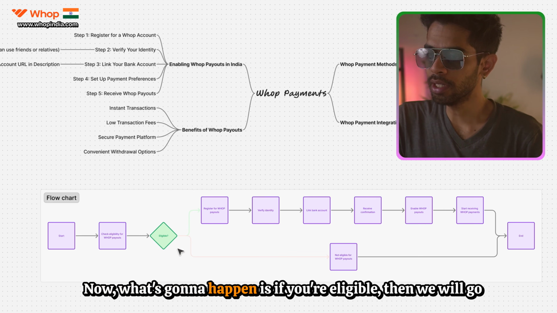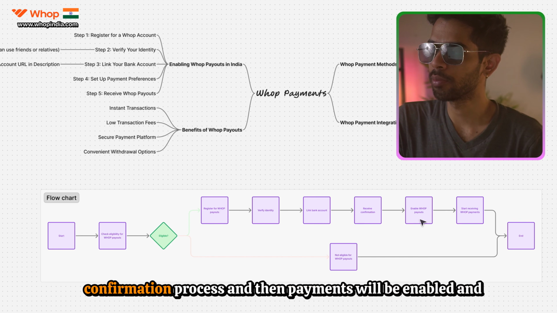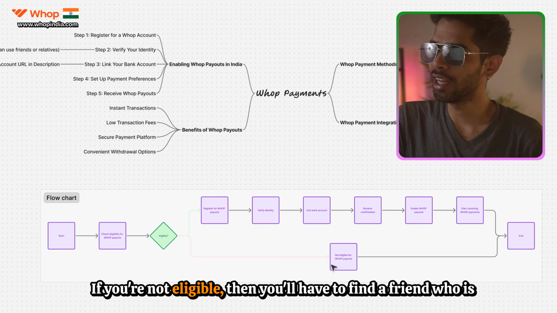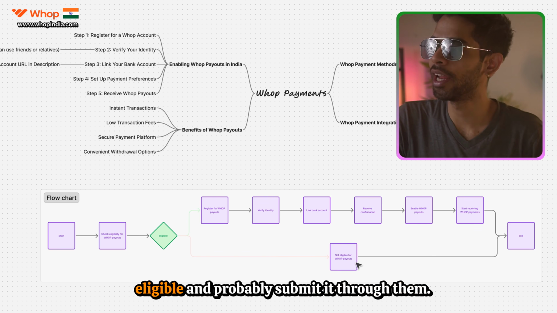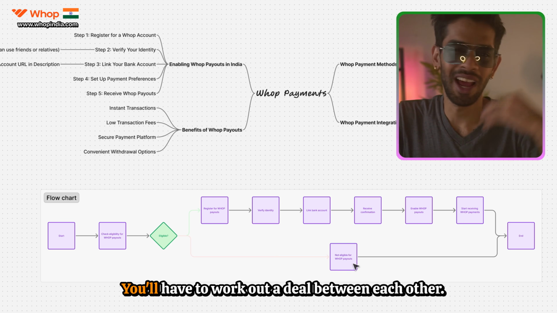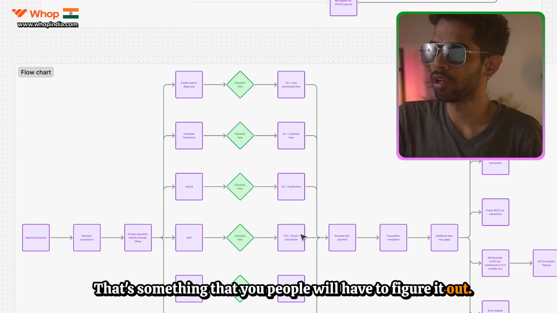Now, what's going to happen is if you're eligible, then we will go register, verify your identity, link the account and start the confirmation process, and then payments will be enabled and you'll receive it. If you're not eligible, then you'll have to find a friend who is eligible and probably submit it through them. You'll have to work out a deal between each other. That's something that you people will have to figure out.